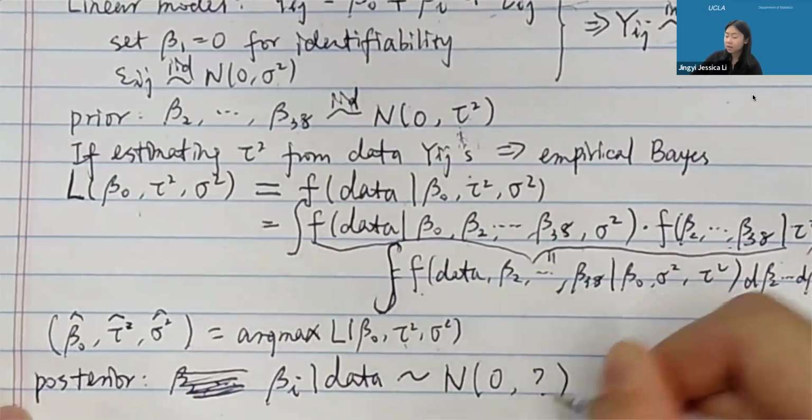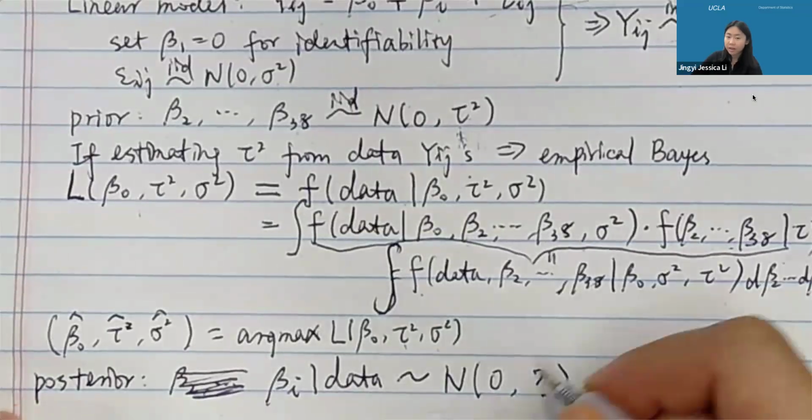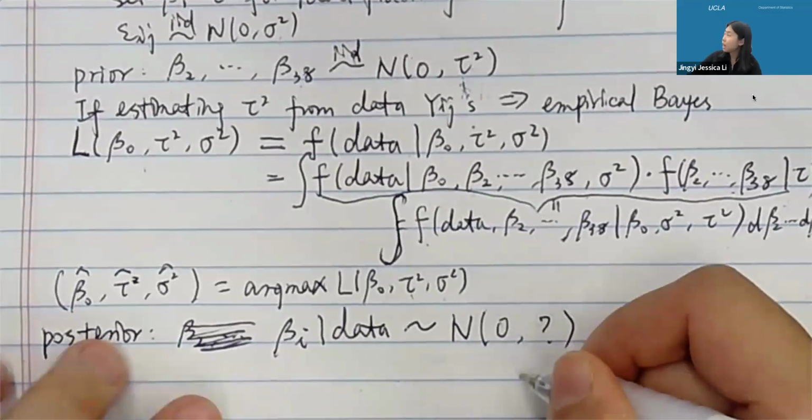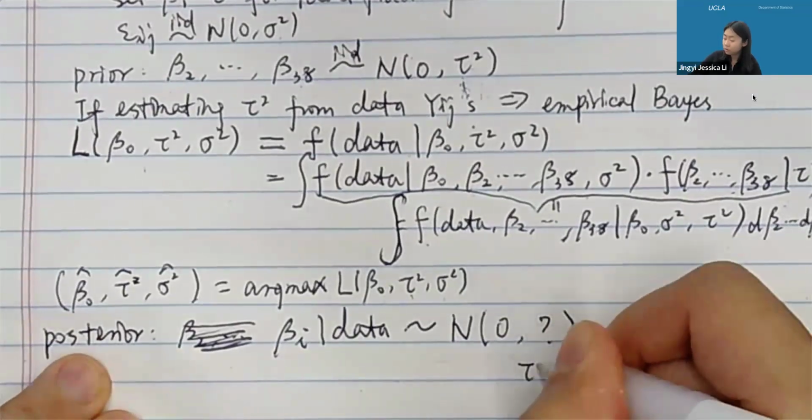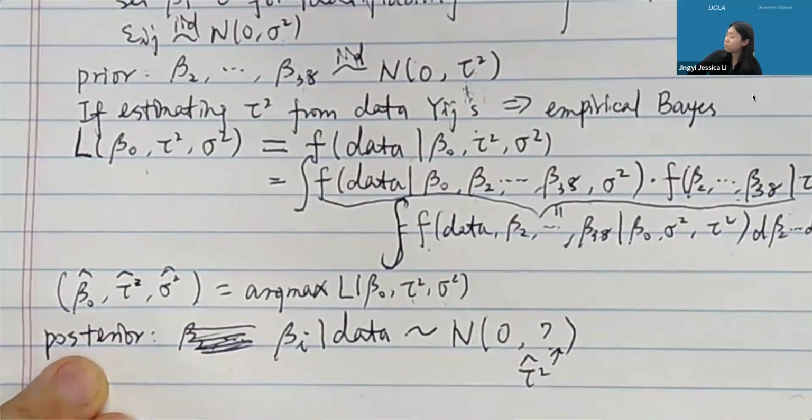So that's the thing. But you can just imagine that tau square will be involved, and you're not going to use the tau square that's unknown, but you're going to use the tau hat square that's from the MLE. And this is what we call empirical Bayes. Okay, so this is the Bayesian linear model.